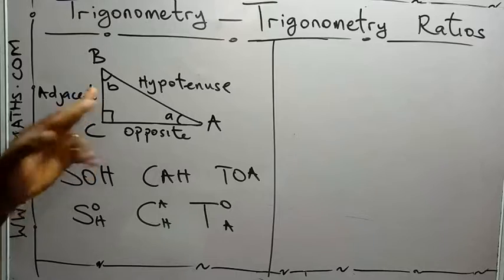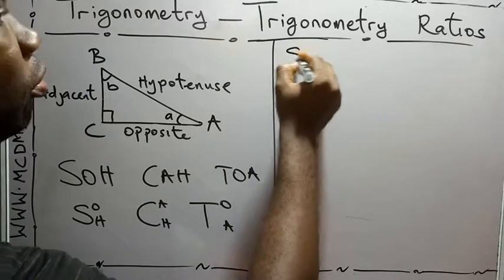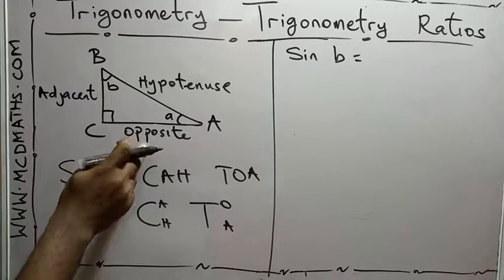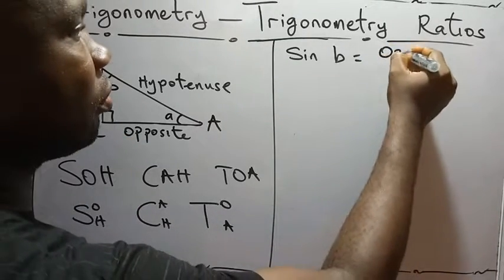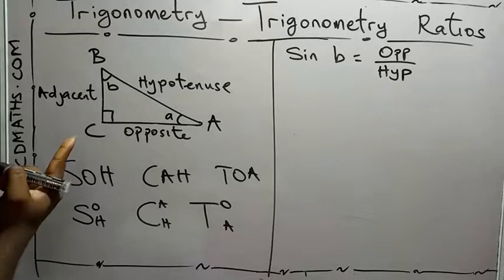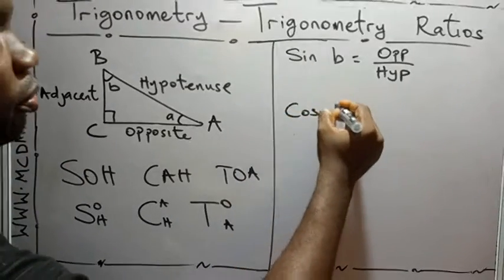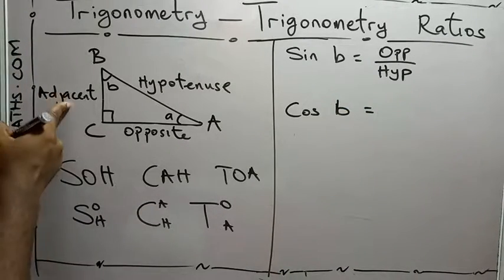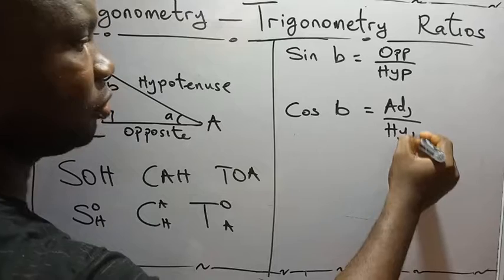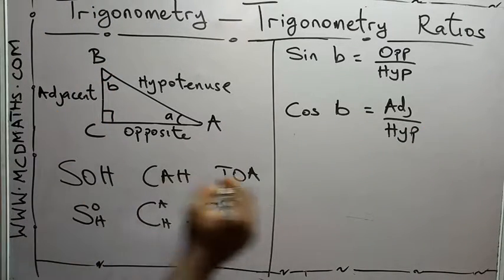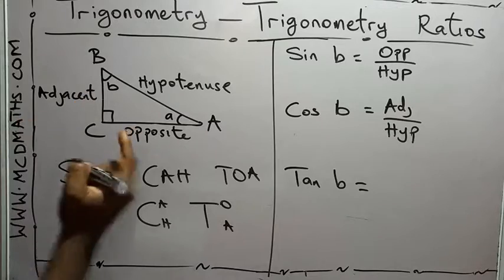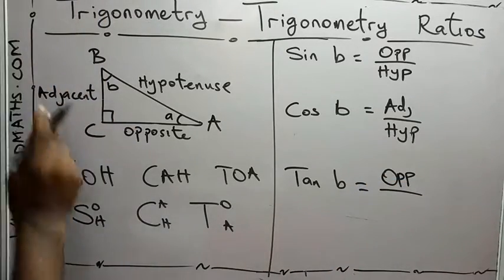The hypotenuse doesn't change. So if I talk about B, now sine B is opposite over hypotenuse. You can see the opposite is no longer here, but here for sine B. So opposite over hypotenuse. Then cos B is adjacent, here, over hypotenuse. And finally, tan B is equal to opposite, which is this, over adjacent.